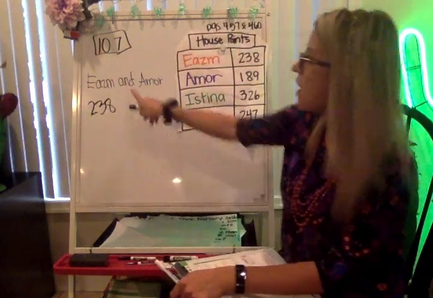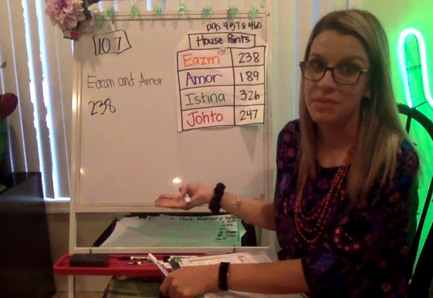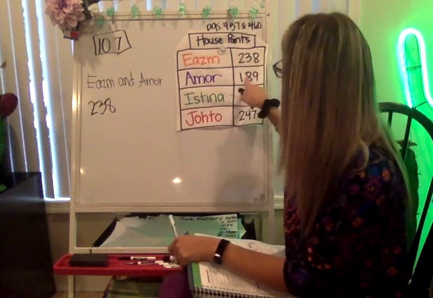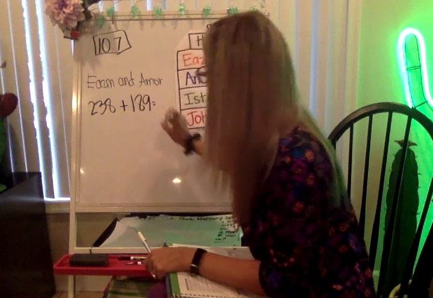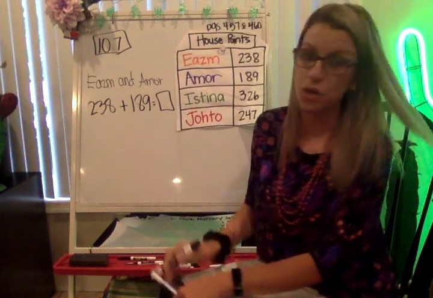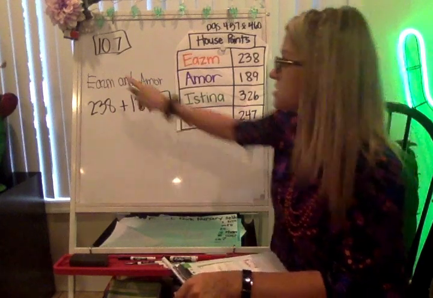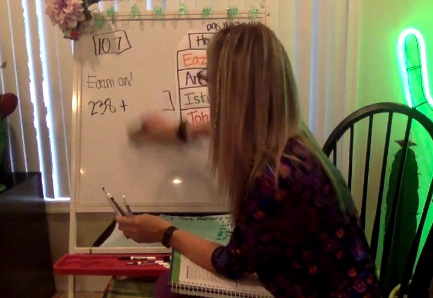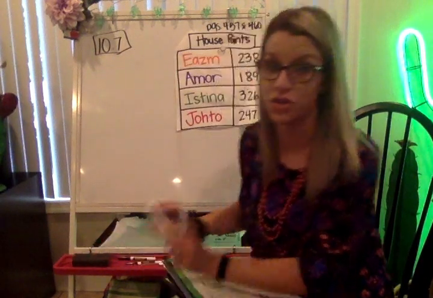And if you want to find out how many EZOM and Amor have, you've got to add them together. That's a clue word for addition. Amor had 189, so I'm going to add 189. So if I was asked, please find an equation, this would be what the equation is to find EZOM and Amor. I'm not going to spend the time solving the problems because that's something that you should know how to do.